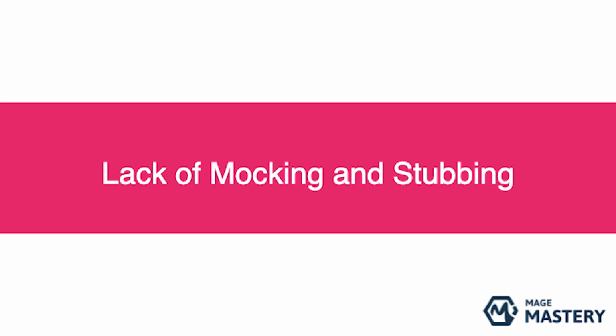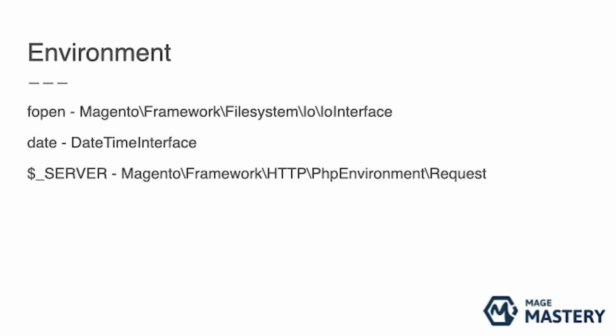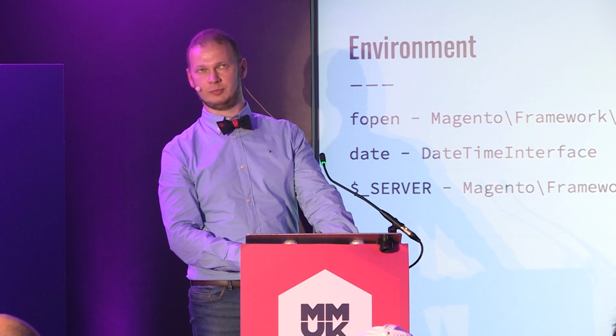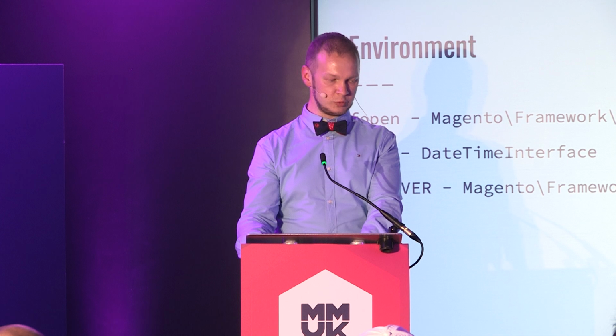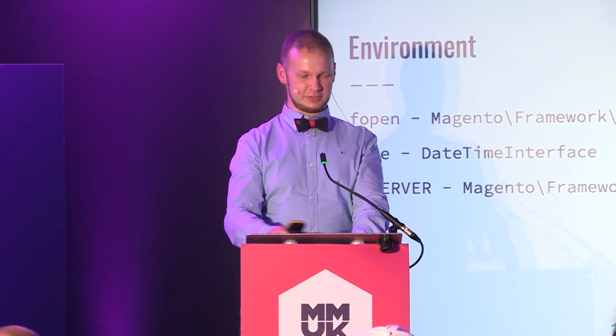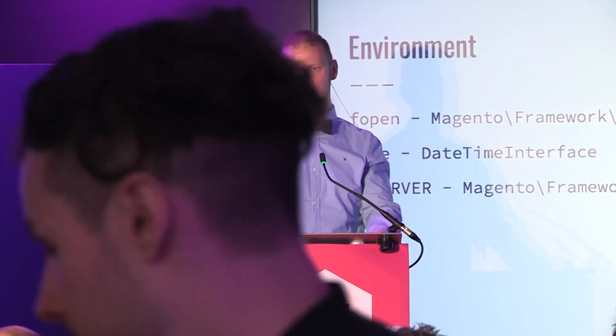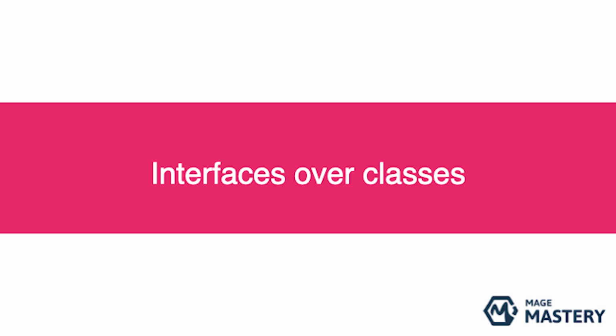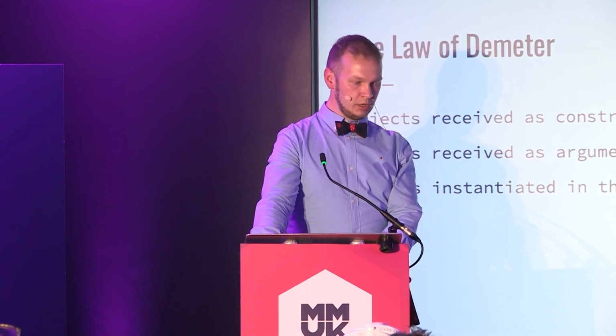Lack of mocking and stubbing. It's good to use PHPUnit framework features like getMockBuilder, createMock, or creating real stub classes. If you have PHP functions, let's say fopen, date, or some global server, GET or POST variables, it's better to cover those PHP functions with interfaces and avoid using them directly in your code, so you can write and follow TDD, because with fopen you wouldn't be able to abstract your unit under test. A good approach is to create and use interfaces over classes. So instead of having class dependencies, it's better to use interface dependencies, so it's easier to mock and work with them.